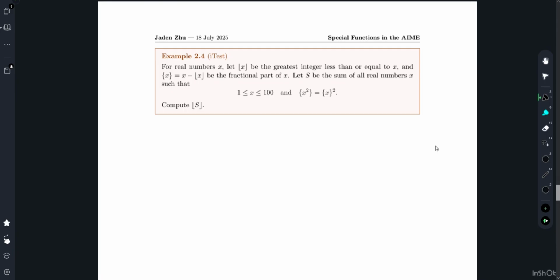Let S be the sum of all real numbers x such that 1 is less than or equal to x is less than or equal to 100, and the fractional part of x squared is equal to the fractional part of x, then squared. Compute the floor of S.